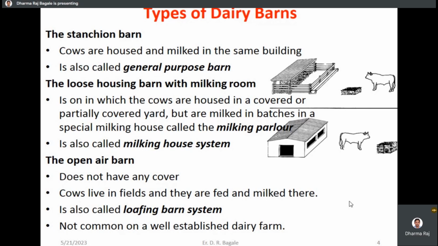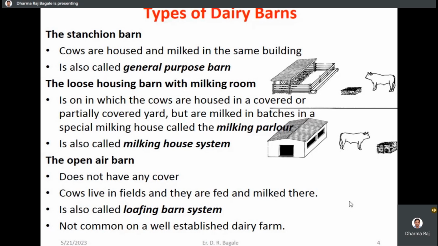This open air barn is a very primitive type of dairy farm. In this very traditional type, no structure is built, and animals are raised or fed in the field, left in the field, and milked there. So it is also called the milking barn system, and it is not very common in well-established dairy farms.